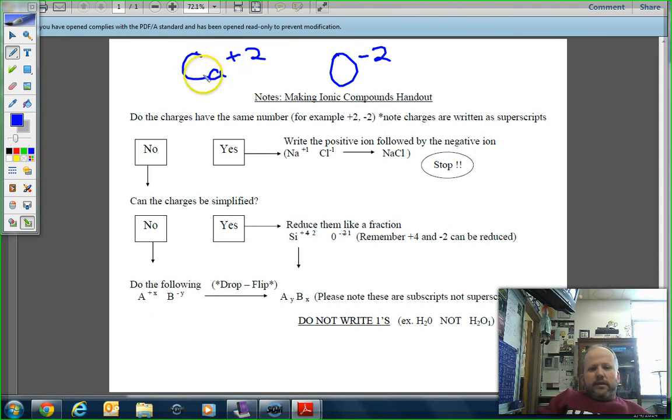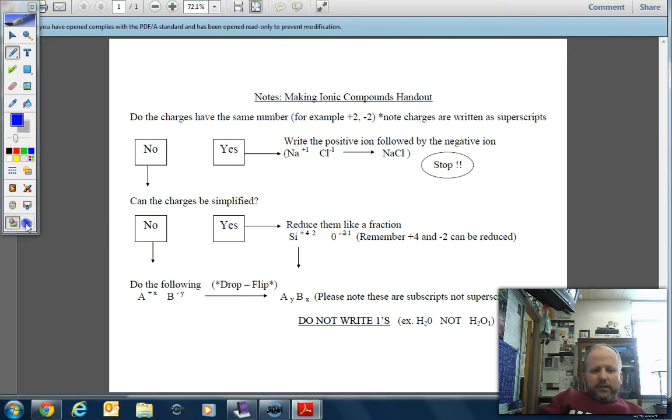So let's do this. Calcium and oxygen: +2, -2. Do the charges have the same number? For example, +2, -2 as their superscripts. Do you have a +2 and a -2? Are these numbers the same? And the answer is yes, they are. What do you do? You drop the charges and you squeeze everything together. This is simply CaO. That's all you've got to do.